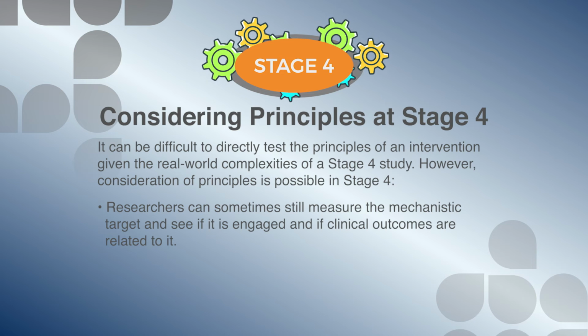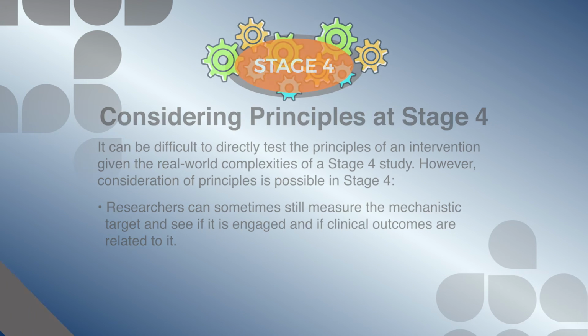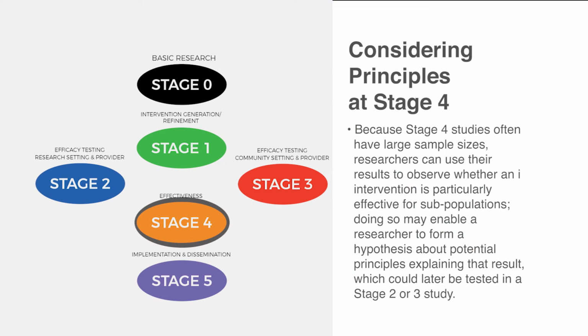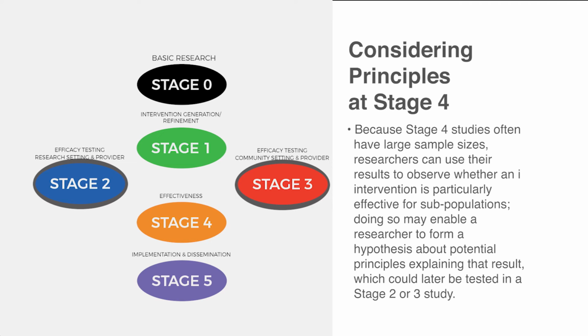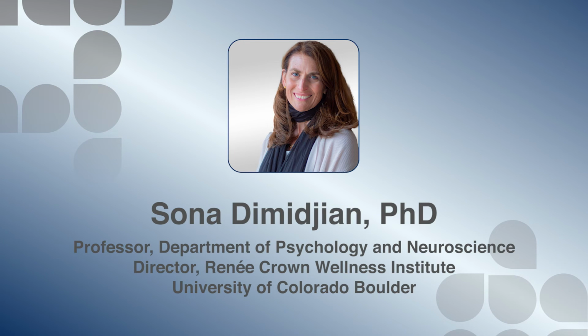Researchers can sometimes still measure the mechanistic target and see if it is engaged and if clinical outcomes are related to it. Because Stage 4 studies often have large sample sizes, researchers can use their results to observe whether an intervention is particularly effective for subpopulations. Doing so may enable a researcher to form a hypothesis about potential principles explaining their result, which could later be tested in a Stage 2 or 3 study. Let's hear from Dr. Sona Demijian.